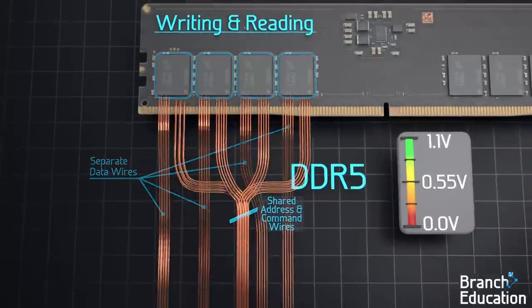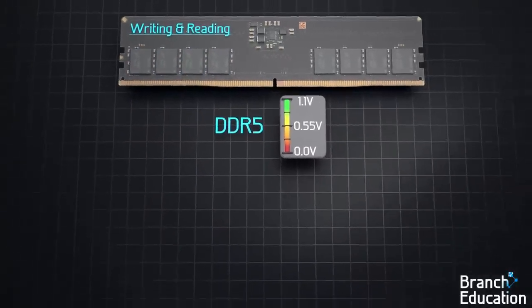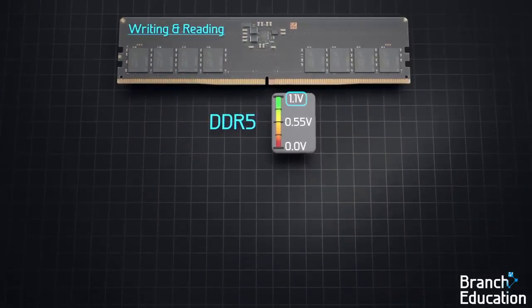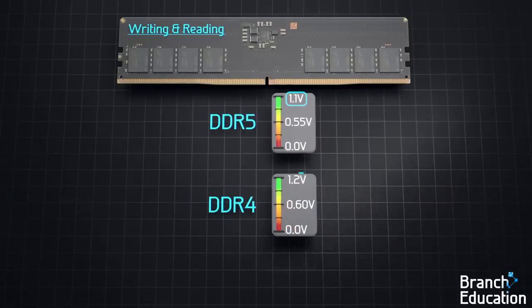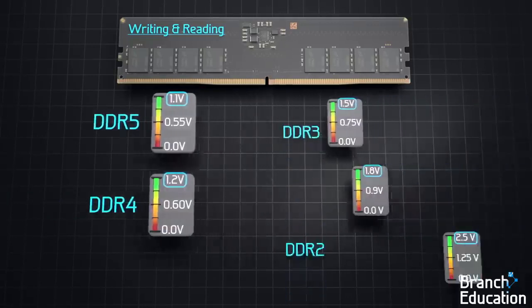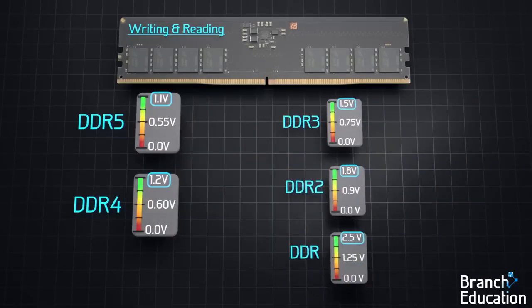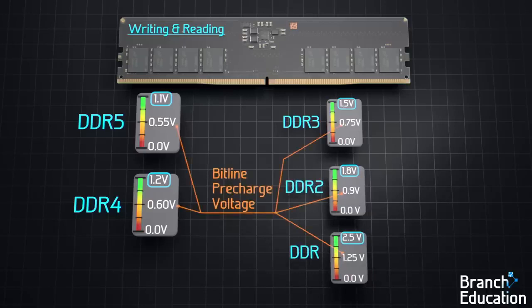Second, with DDR5 for a binary 1, the voltage is actually 1.1 volts. For DDR4, it's 1.2 volts. And prior generations had even higher voltages, with the bit line pre-charge voltages being half of these voltages.